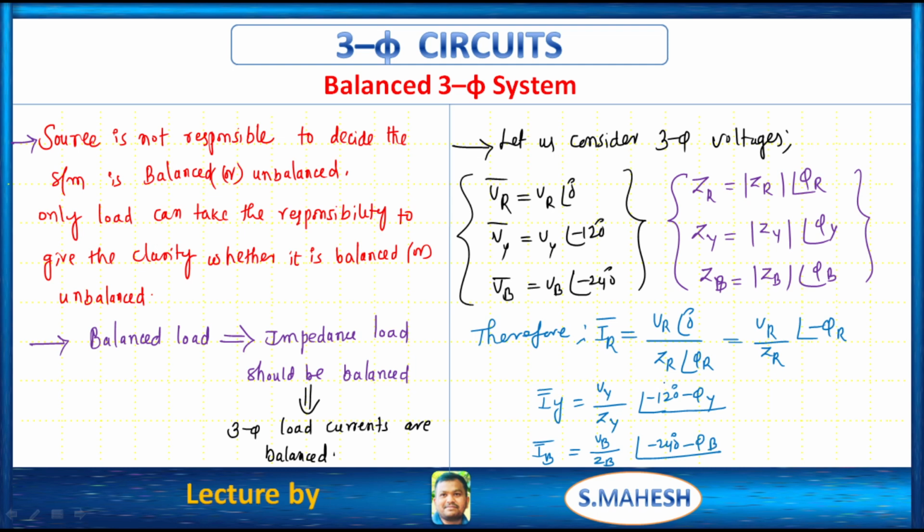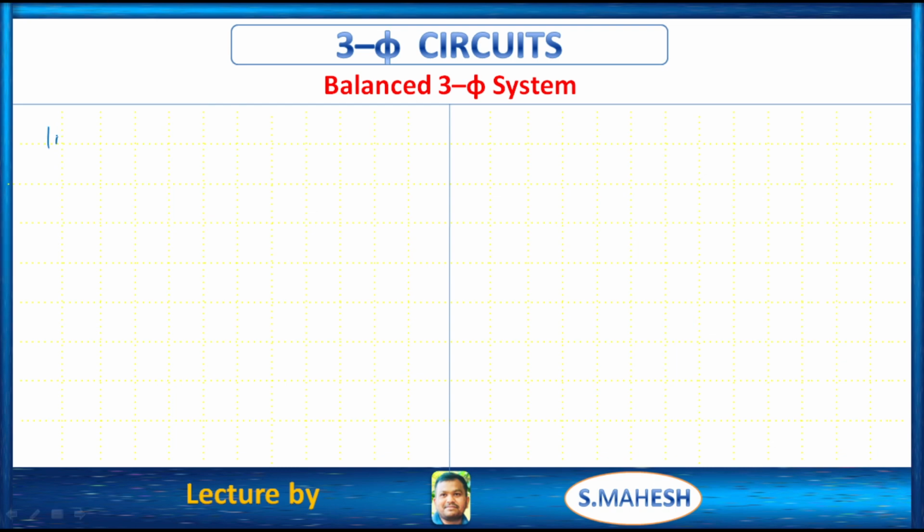That's it, right? So when these load currents are balanced, we have I phase at an angle minus phi R, IY equals I phase at an angle minus 120 minus phi Y, IB equals I phase at an angle minus 240 minus phi B. That is, load currents will be balanced only when the magnitudes of IR, IY and IB are equal, then only load currents are said to be balanced, right?